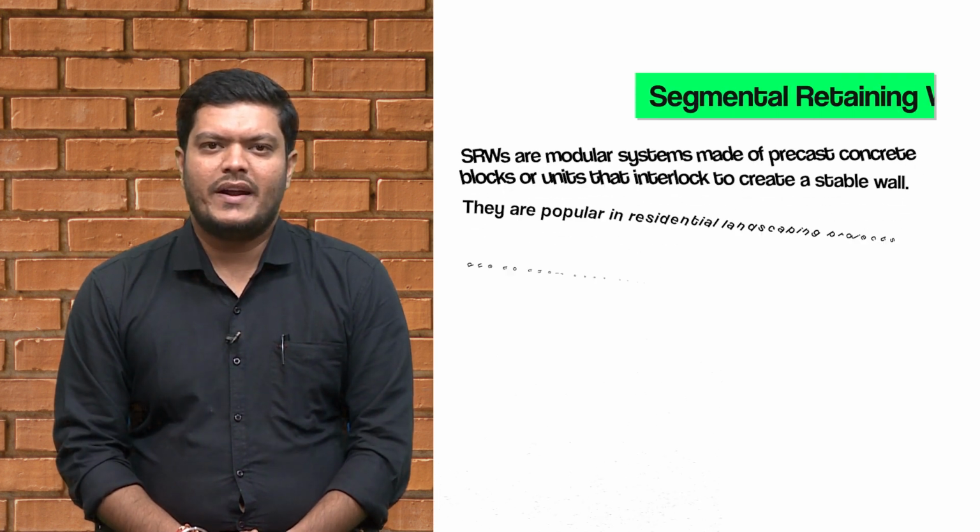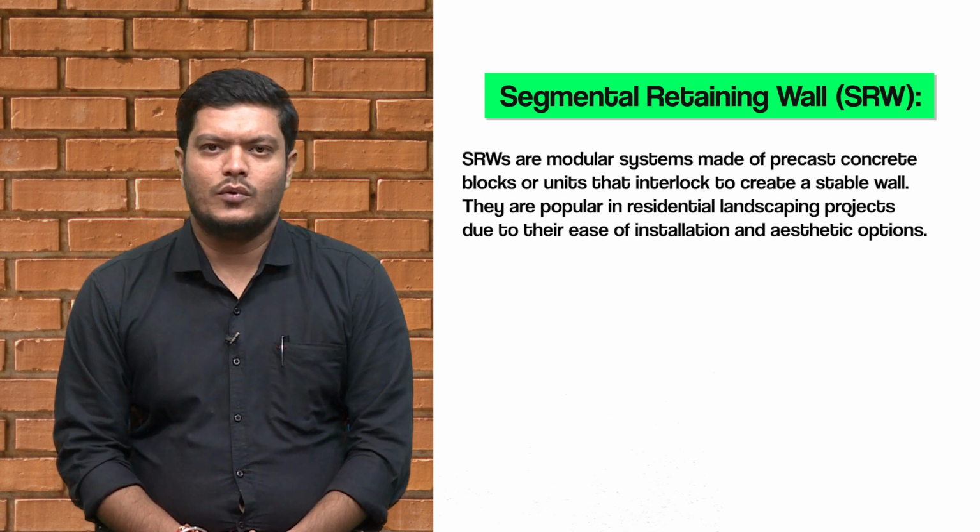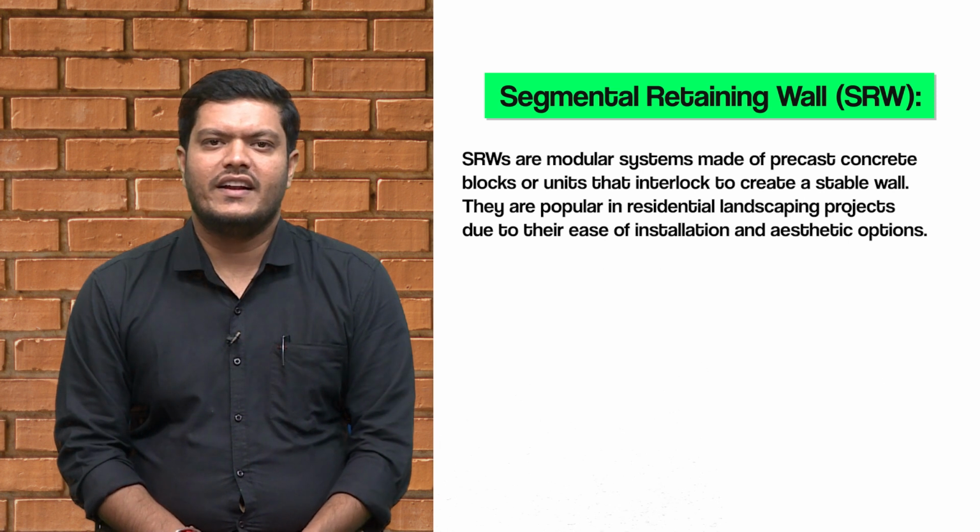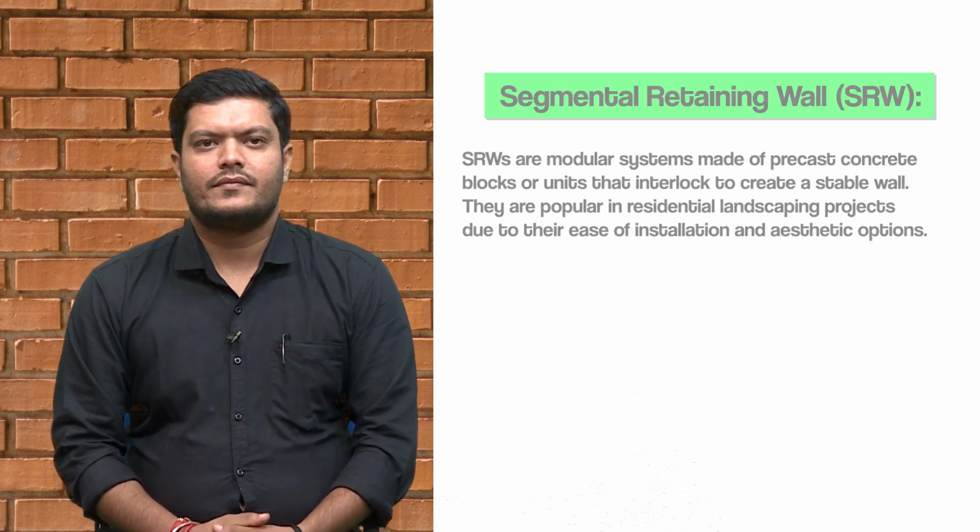Second, segmental retaining wall, SRW. SRWs are modular systems made of precast concrete blocks or units that interlock to create a stable wall. They are popular in residential landscaping projects due to their ease of installation and aesthetic options.